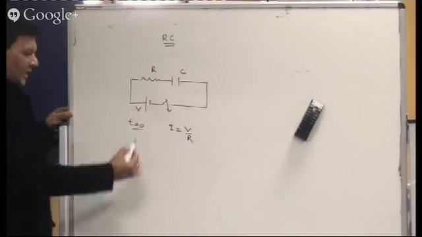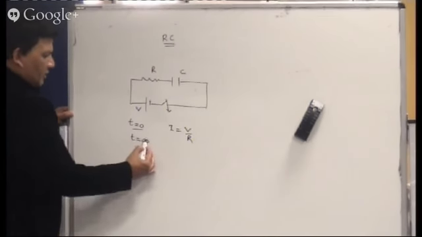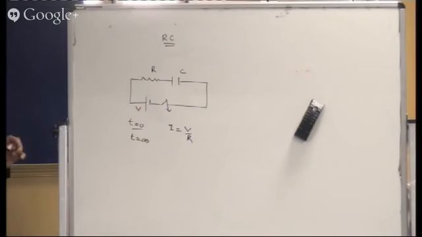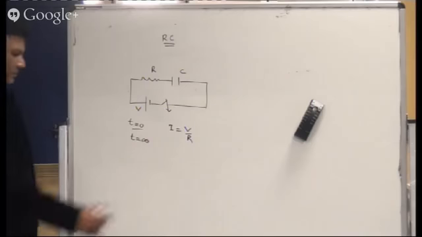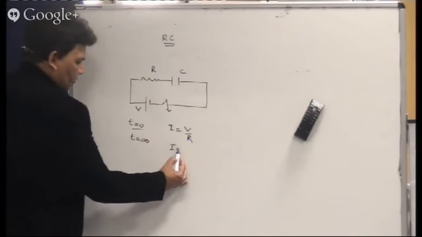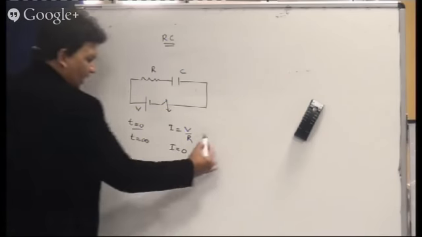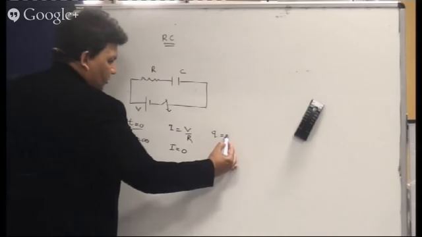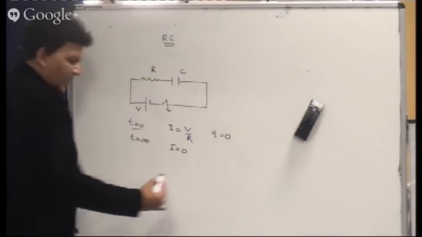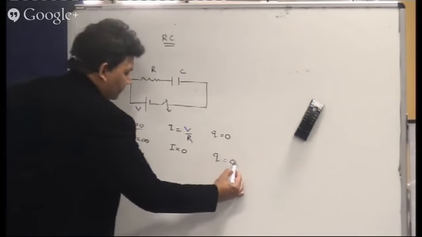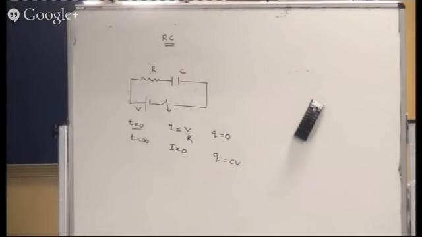And in the steady state, which means when finally this capacitor gets charged, would any current flow? No. I would become 0. Yes or no? Initial charge on capacitor was 0. Yes. And finally the charge will be, you agree? Write this down.